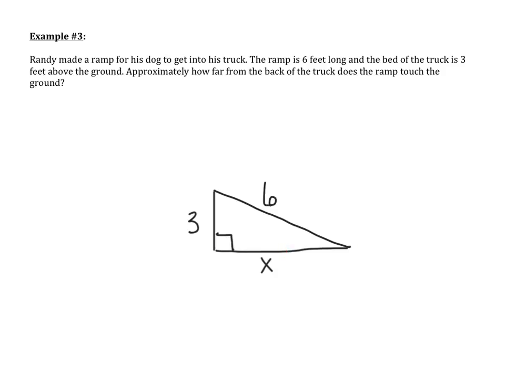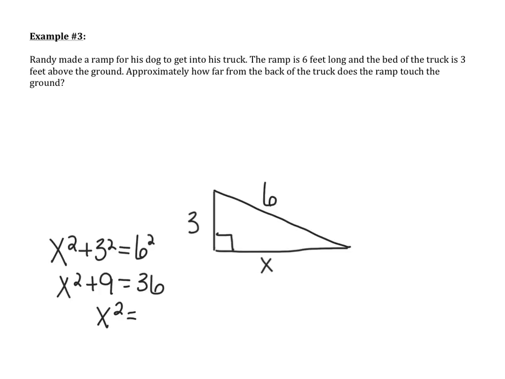So it'd be x squared plus 3 squared equals 6 squared. Again, make sure that you always set your Pythagorean theorem equal to the hypotenuse squared. Simplifying, we have x squared plus 9 equals 36. I would subtract 9 from both sides. So x squared would equal 27. And then I would square root both sides.